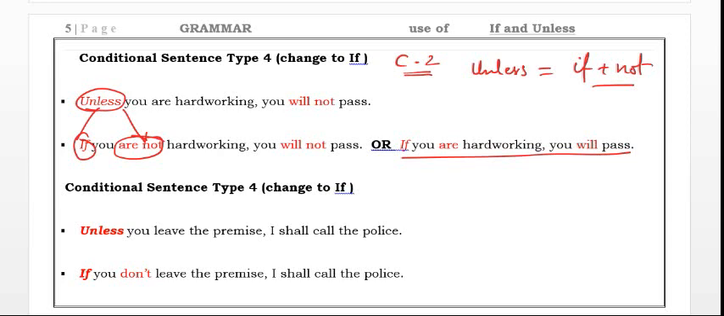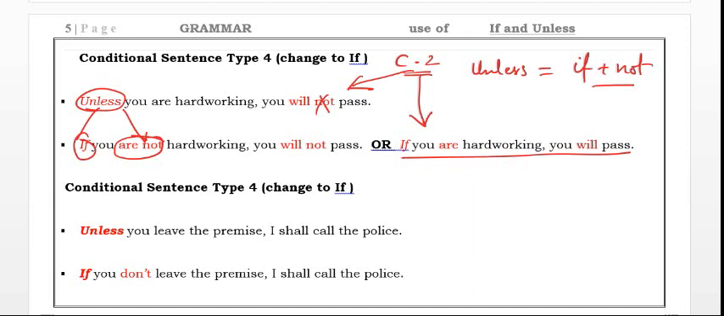But the other way round of this, C2, condition 2, I can remove this not also according to the condition 2. If you are hardworking, you will pass. So I have two ways to write this sentence. Actually 3 ways. 2 ways for if and the other way is for unless. Let's go on to the condition 4.